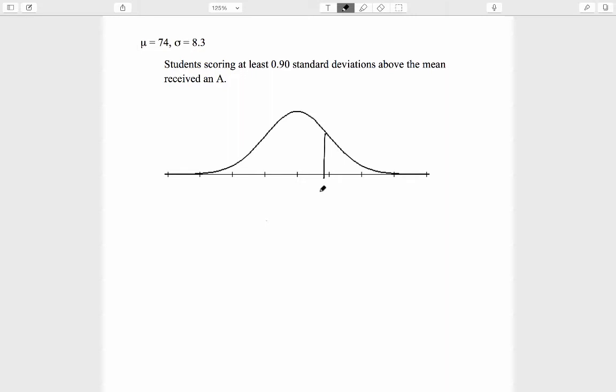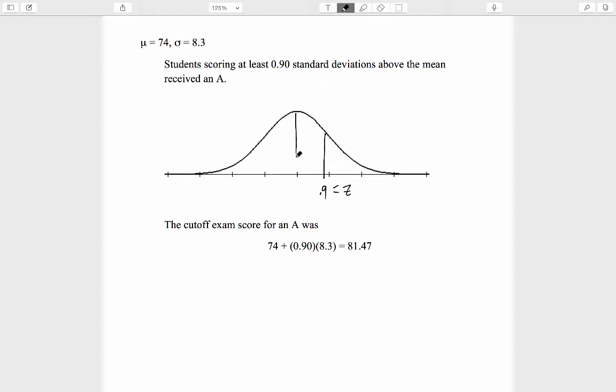The cutoff for an A is at 0.9 standard deviations above the mean. This means that the cutoff exam score for an A was 74, that's the mean, plus 0.9 standard deviations above the mean. 74 has 0.9 copies of 8.3 added to it to find the exam score cutoff for an A. To say it another way, we take the mean 74 and we add 0.9 measuring sticks. We start at the mean, we go 0.9 measuring sticks up, and in points that brings us to 81.47 points.